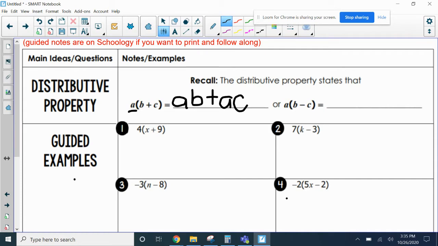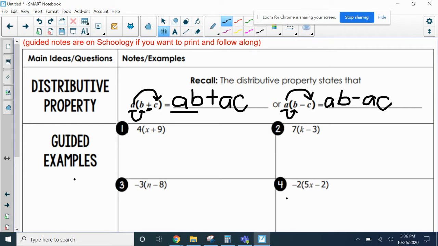So we're taking this number on the outside, and we're going to distribute it through the entire parentheses. So a times the first term, so ab, plus, because we have a plus sign, a times that second term, so a times c. Or you would do the same thing if you had subtraction. You're still distributing that a through the entire parentheses, so a times b, so ab, minus a times that second term. You have to multiply it by every single term within the parentheses, so a times c.